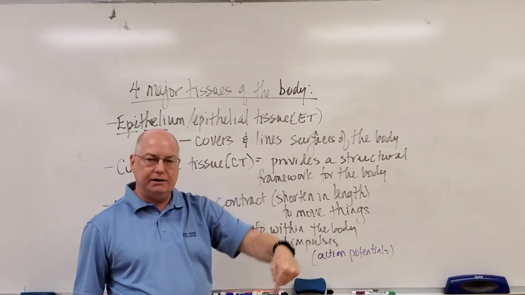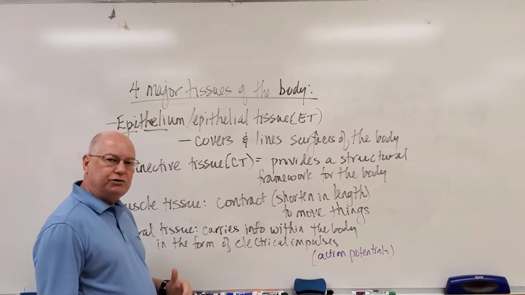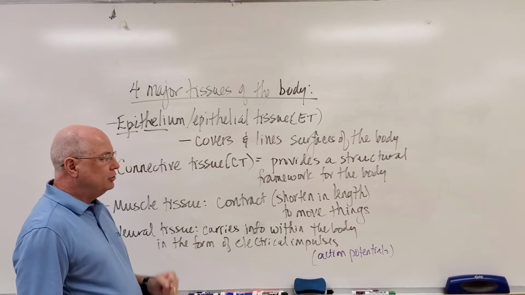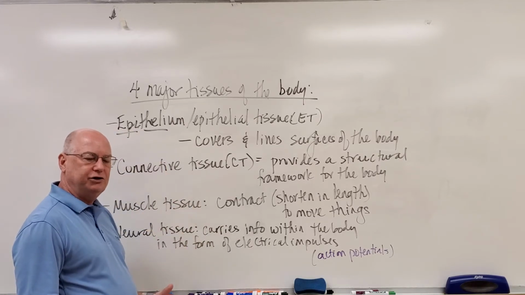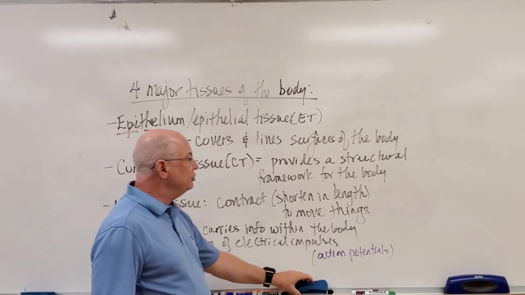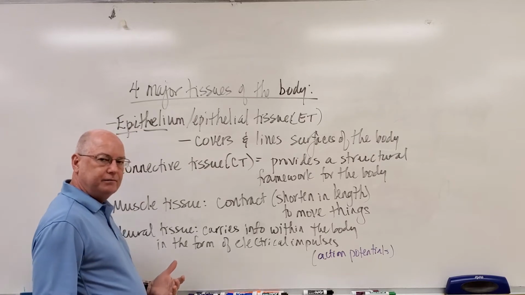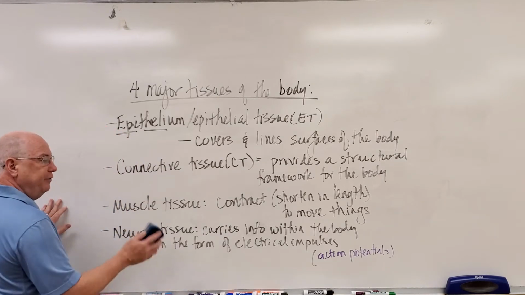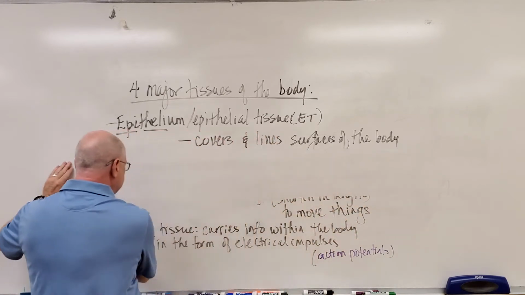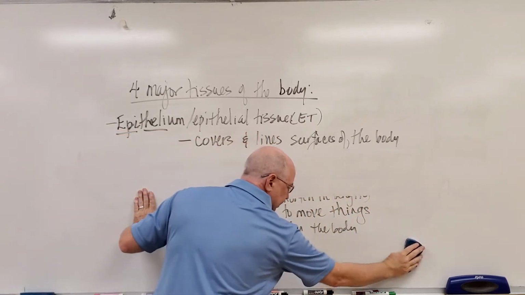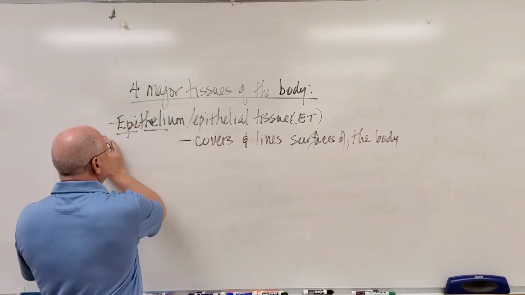The wiring, the electrical impulses carried, telling it to turn on and off, is done by neural tissue, your nervous system. So those are the four major tissue types of the human body. You should know them and know their basic function. What we're going to continue to do is go through each one of these tissues in great detail, so there will be several videos of this. This video is going to focus right now only on epithelial tissue. And we'll talk about epithelial tissue, where it's found in the body, and what its functions are.